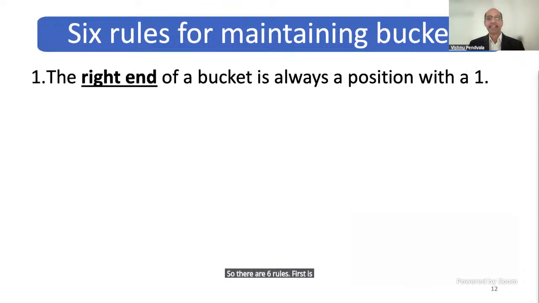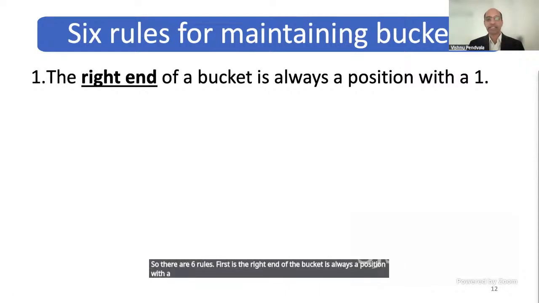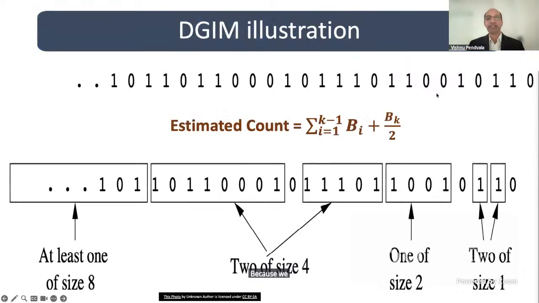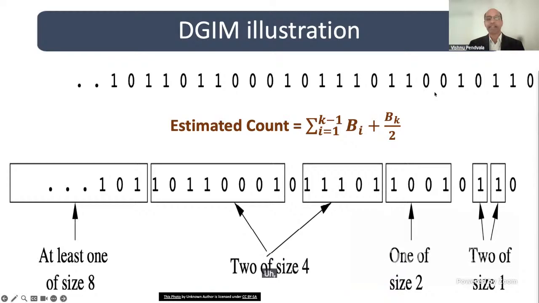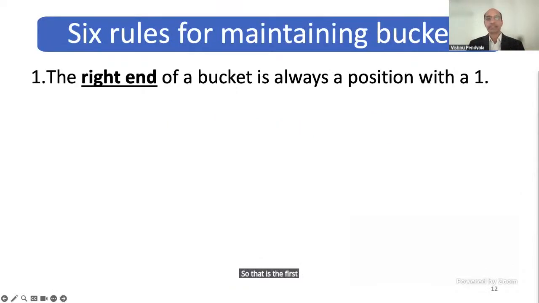First is the right end of the bucket is always a position with a 1. Why is that so? Because we want to ignore zeros. We don't want to save the zeros. We don't want to consume the space for storing zeros as much as possible. So we just ignore the zeros which come between the buckets. So that is the first rule.